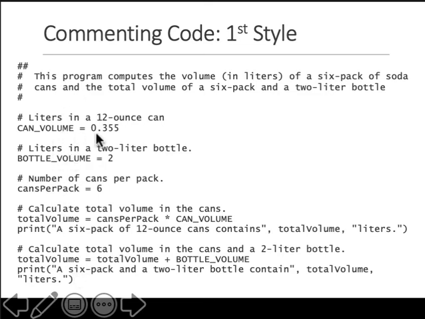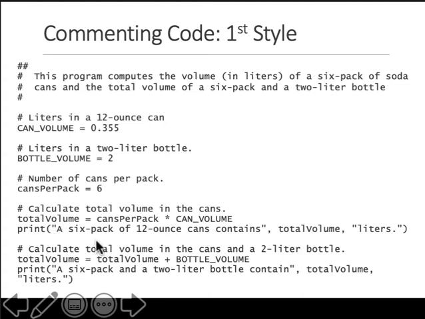So by now you should be able to understand what's happening in this program. So what's happening? Define a variable, define a variable, define a variable, then what? Then you're doing some calculation. What? Defining a new variable as some previous variables or their multiplication. What are these variables? 6 times can volume, which is 0.355. So that value will be stored in total volume.